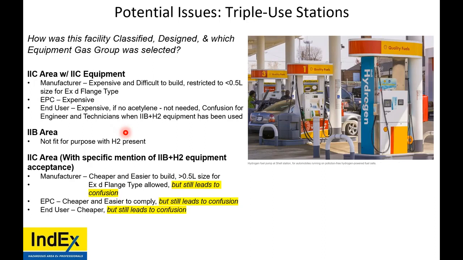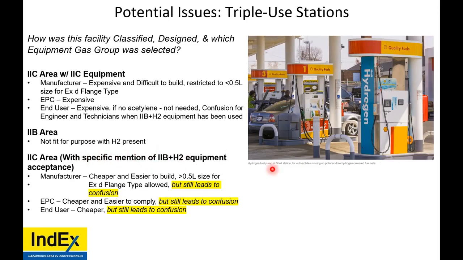If there's no acetylene here, why are we using 2C equipment? Confusion for engineers and technicians when 2B+H2 equipment has been used. We experience this on nearly every project we run across. Some of you may absolutely know the answer to this already, but is everybody aware of this? Certainly not. It's a continuous source of discussion.